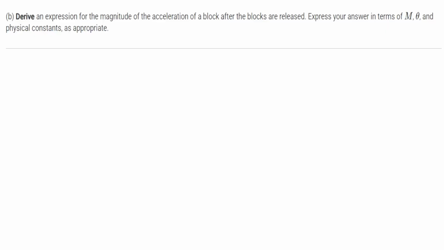Derive an expression for the magnitude of the acceleration of a block after the blocks are released. Express your answer in terms of m, theta, and physical constants as appropriate.